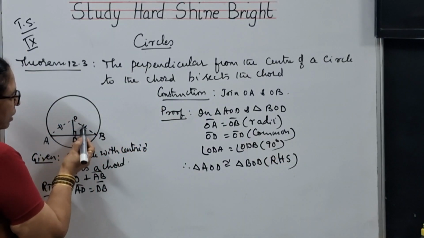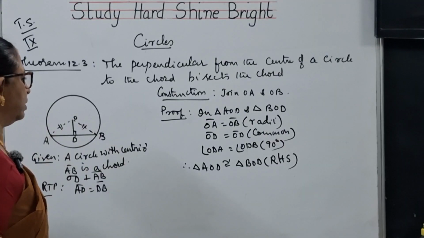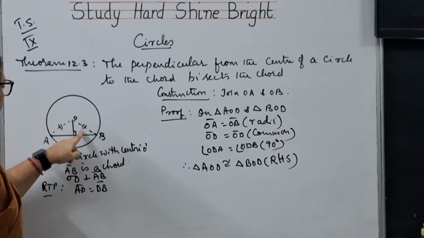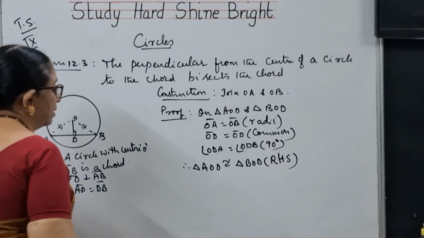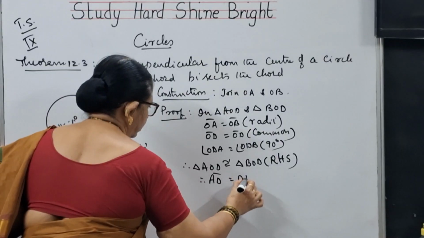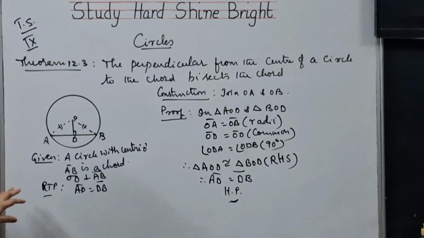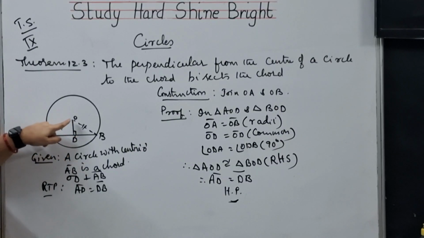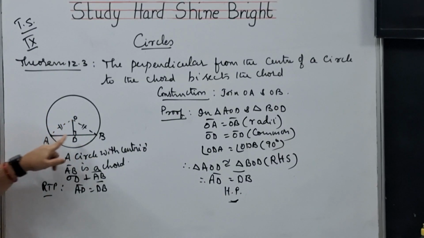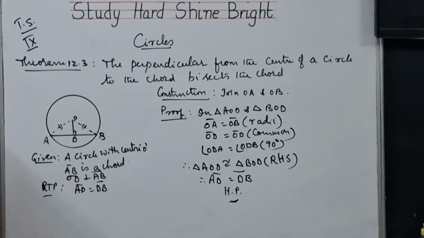See, right angle, hypotenuse, side. By the RHS property, we could say that the two triangles are congruent. When these two triangles are congruent, every corresponding side is equal, no? So therefore, AD is equal to DB. Hence, proved. This is what they asked you to prove. The perpendicular drawn from the center of a circle to a chord bisects the chord. That means it divides the chord into two equal parts. Okay, please note it down, children.